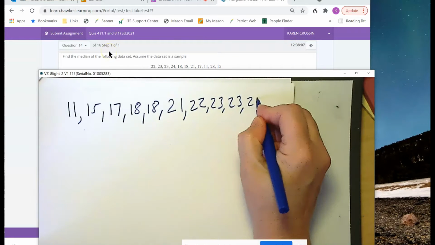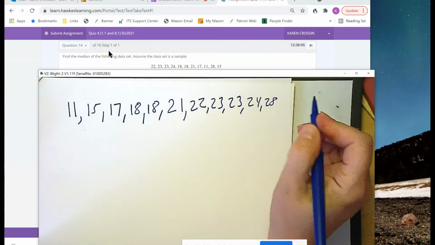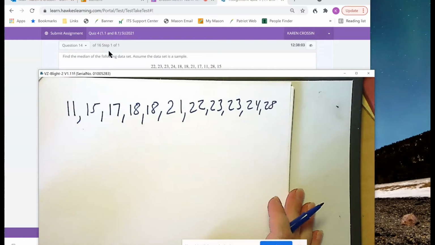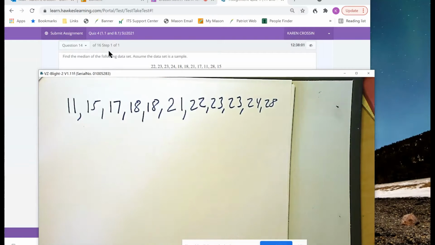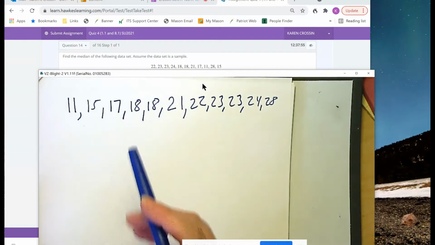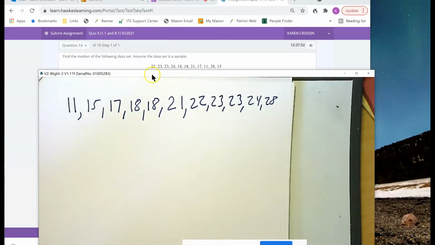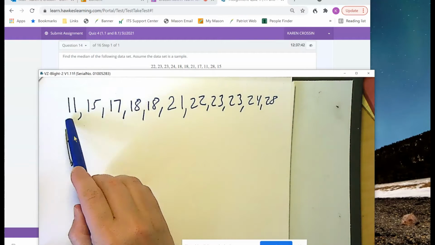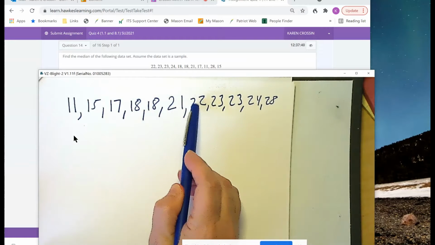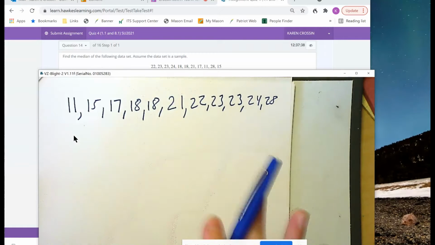Okay, 24, 28. So that's the entire set in order, written in a hot mess way. What we first need to do is make sure that we have all the numbers, because missing a number is the most common thing. So we're going to count. There's 1, 2, 3, 4, 5, 6, 7, 8, 9, 10, 11 numbers. And then we count down here: 11. Okay, we did get them all.